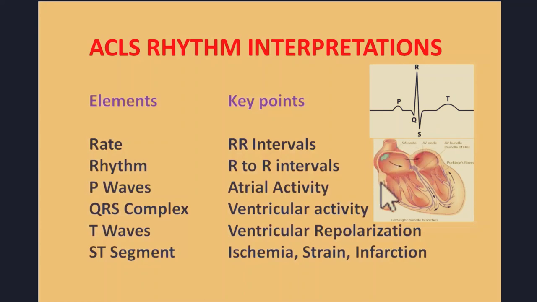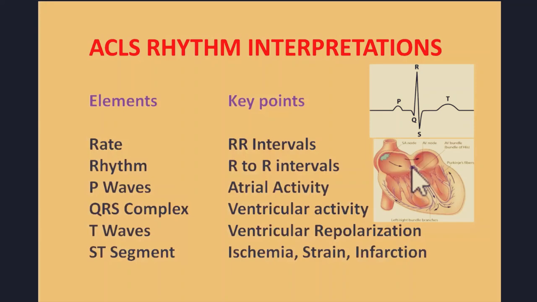Here is the electrical system of the heart. Here at the junction of the superior vena cava and the right atrium, we have the sinus node, which originates the impulse. The impulse travels through the atrium that causes the deflection, which is represented by the P wave. Then it traverses through the AV node, which causes this PQ delay, or the PR interval as it is called.